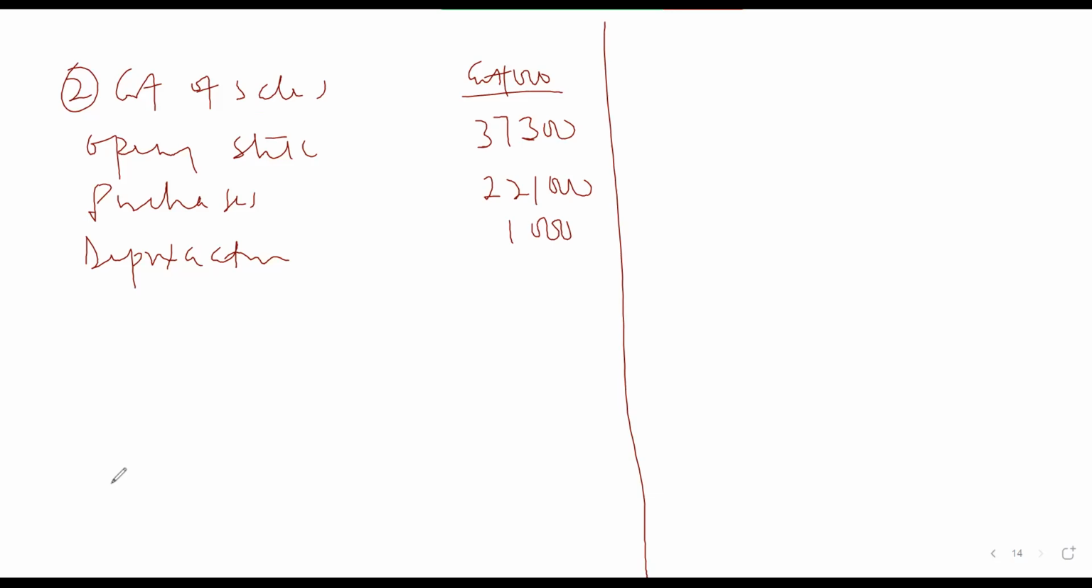Let's come to plant and equipment. It is depreciated at what? 25% per annum. Okay.